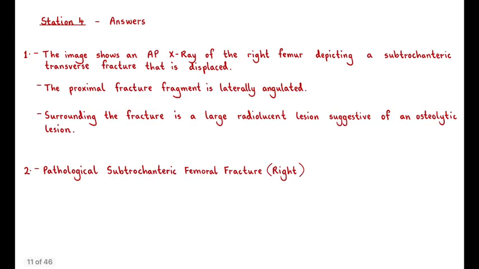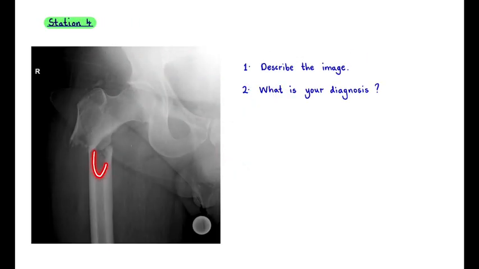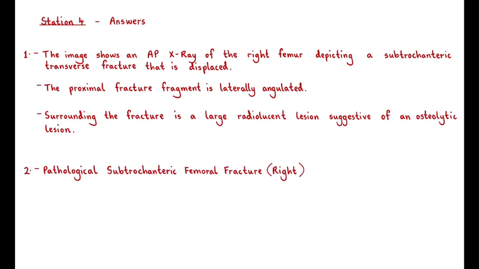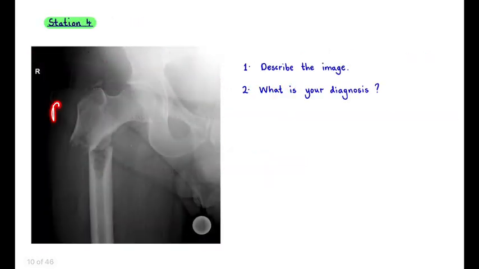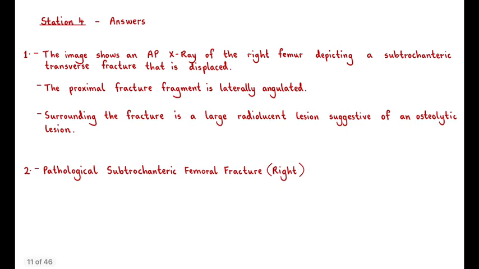Then, surrounding the fracture is a large radiolucent lesion suggestive of an osteolytic lesion. This is the osteolytic lesion that is surrounding the fracture. So number 2, what is your diagnosis? This is a pathological subtrochanteric femoral fracture on the right. We're saying this is a pathological fracture because of this lytic lesion that we see here. And it's a transverse fracture, which is below the greater and lesser trochanters of the femur. Hence our diagnosis, pathological subtrochanteric femoral fracture on the right.